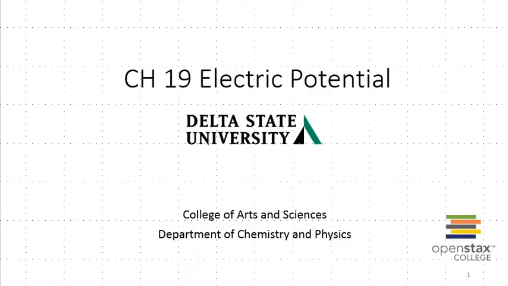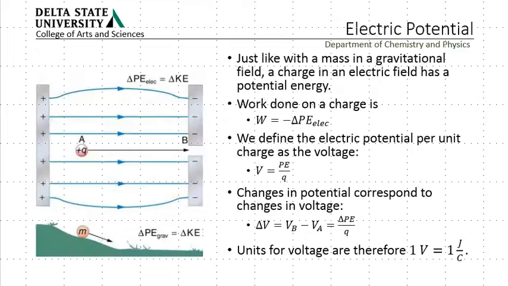Chapter 19 on electric potential. We're going to talk about electric potential, which is a lot like gravitational potential. Gravitational potential energy applies to the energy an object has because of its mass when it is in the presence of a gravitational field. Electric potential refers to the energy an object has because of its charge when it is in an electric field. So we had to look at electric field before we could look at electric potential. So let's start taking a look at electric potential.